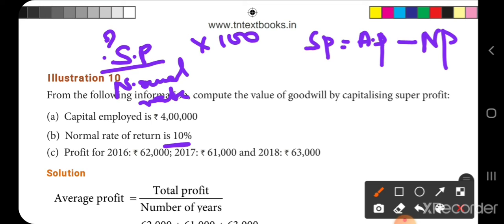Average profit, how will you find out? 62,000 plus 61,000 plus 63,000 divided by 3. That is total profits by number of years. You will find out the average profit. Now you should find out the normal profit. What is the formula for normal profit? Capital employed into normal rate of return. Capital employed is 4 lakh and normal rate is 10%. So 4 lakh into 10 by 100. You will find out the normal profit. Now average profit minus normal profit, you will get the super profit. Now apply the formula: super profit divided by normal rate into 100.